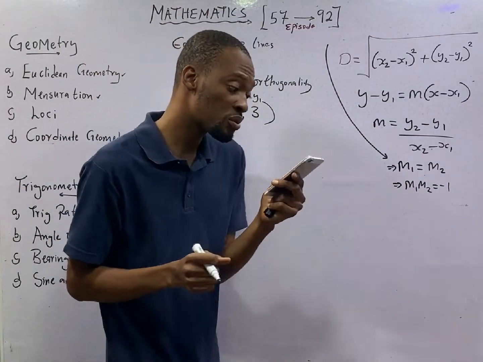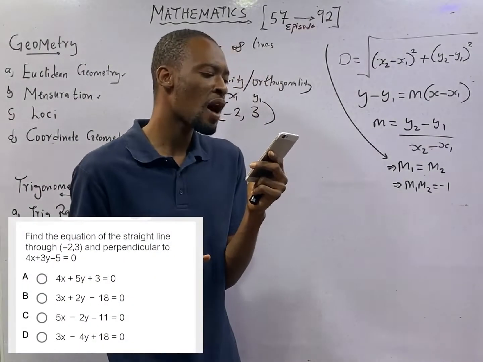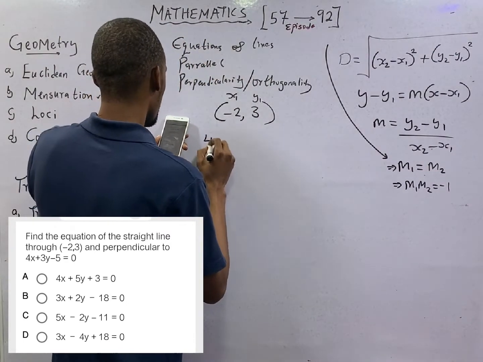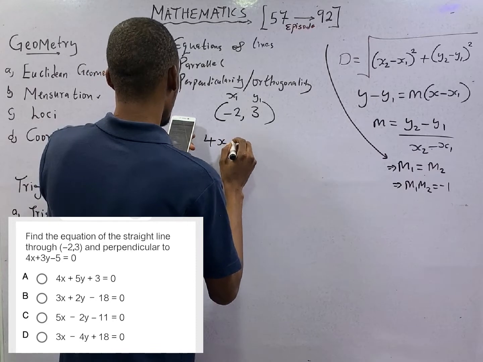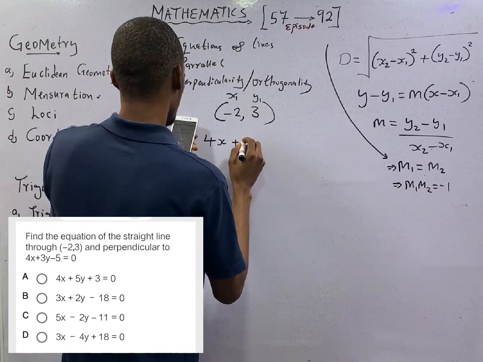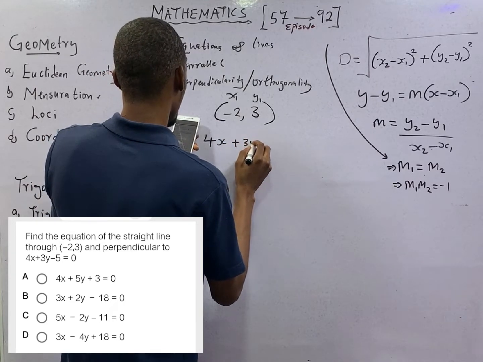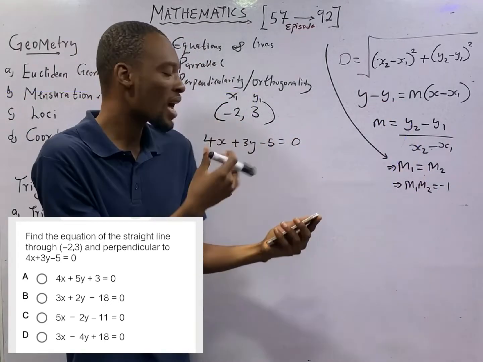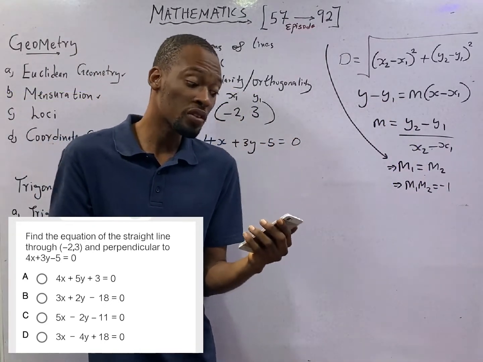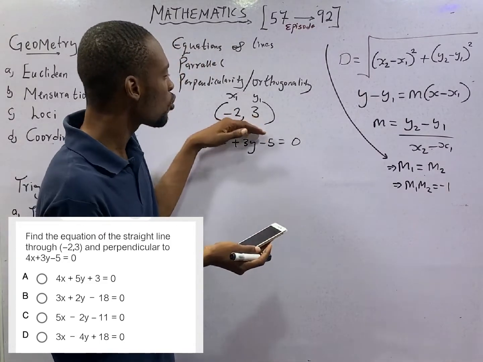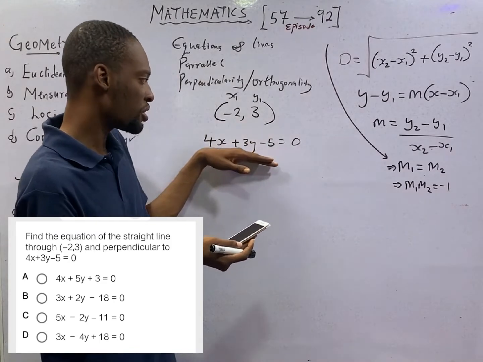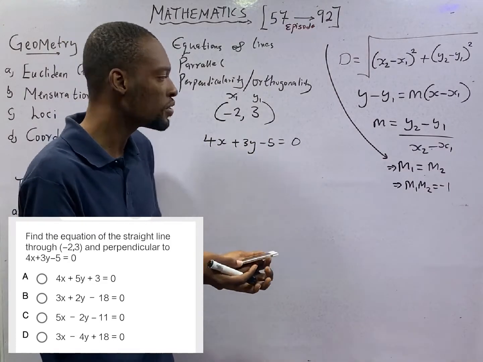Through the point (-2, 3) and perpendicular to 4x + 3y - 5 = 0. We're asked to look for the equation of a straight line through these coordinates, and this line is perpendicular to this one. So what is the equation of the line?